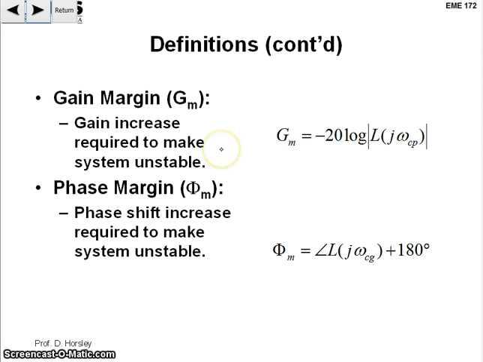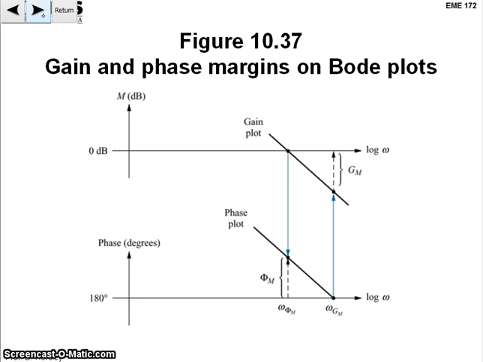And in all likelihood, it's very unlikely that we'd ever have a system that would see some factor of 10 change in the gain over the service life of that system. So these are designed to be basically margins of safety. And let me illustrate them here graphically. This is a plot again from chapter 10. It's figure 10.37, and it shows the gain and the phase margin on a Bode plot.